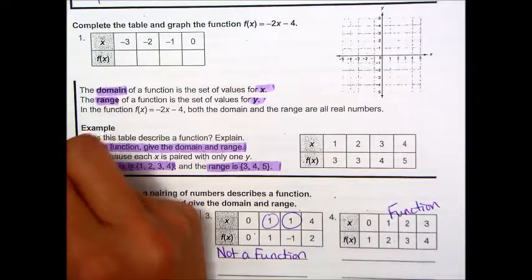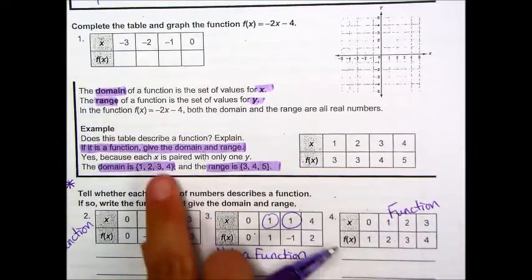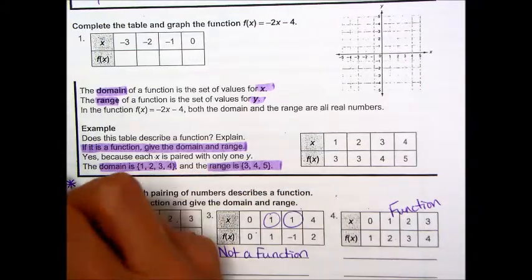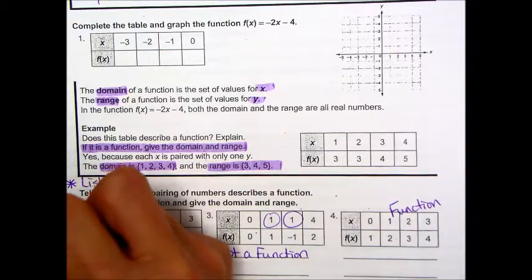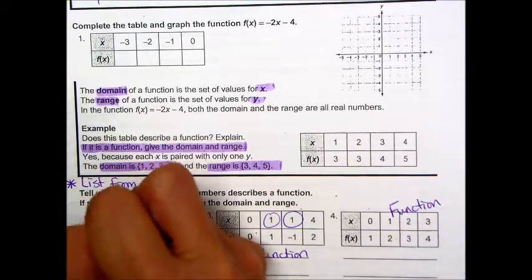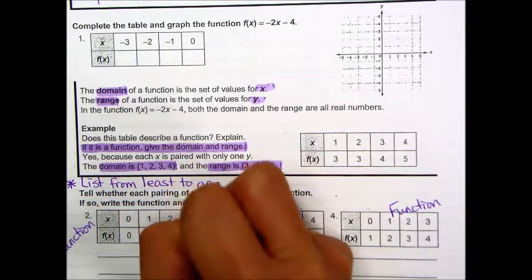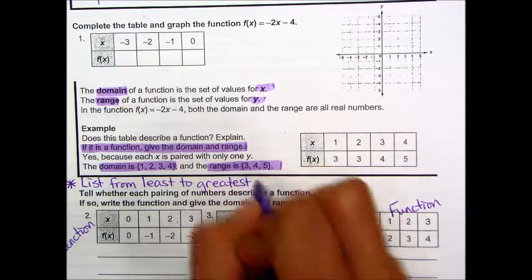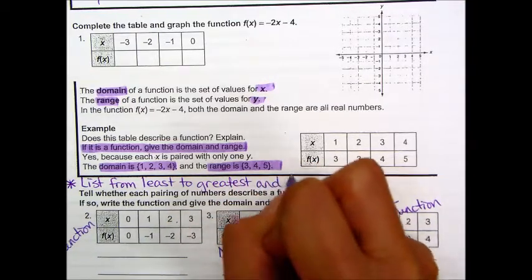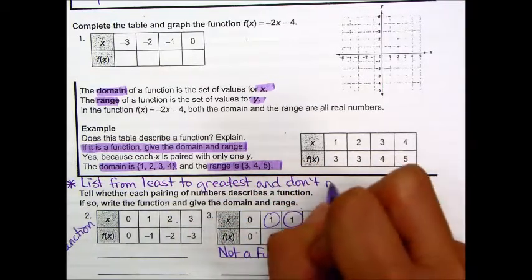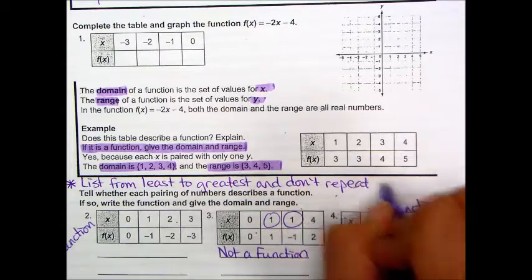So I'm going to make a special little note here as a reminder that when you write these answers for domain and range, you list from least to greatest and don't repeat numbers.